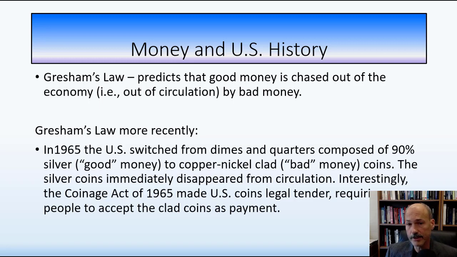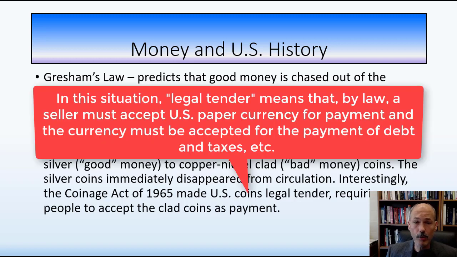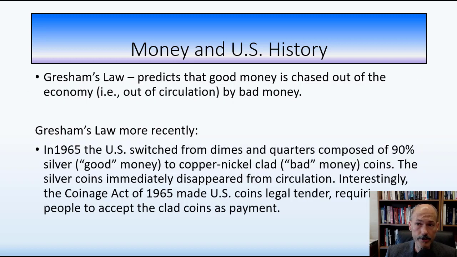And it turns out in a lot of situations, even when you had legal tender requirements, that people would transact in the paper currency and put in their pocket the gold and silver, because the gold and silver was worth more than the paper money. And so if you were required to trade and to accept paper money as legal tender, people pocketed the gold and the silver. A more recent example of Gresham's law is this.